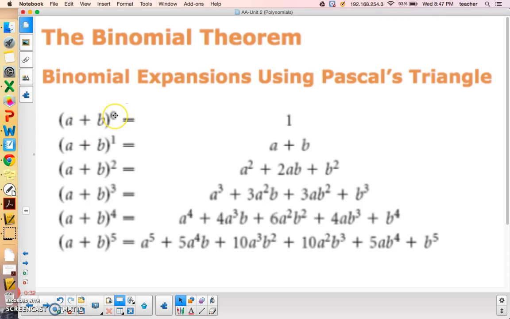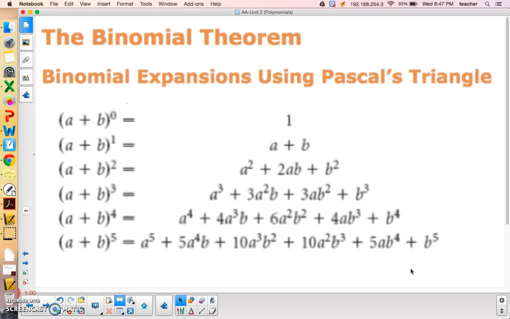A plus b to the power of 0, like anything raised to the power of 0, is 1. And a plus b to the power of 1 is just a plus b. If I expand a plus b to the power of 2 using the box or the arrows like we just learned, you get a squared plus 2ab plus b squared. And the expansions of a plus b to the third, to the fourth, and to the fifth are shown here also.